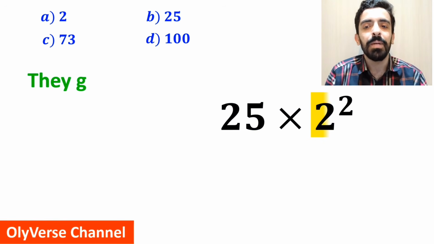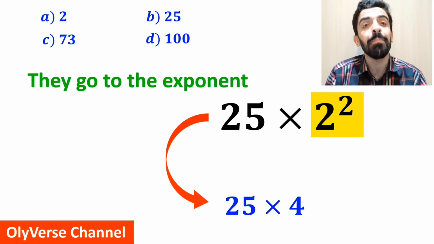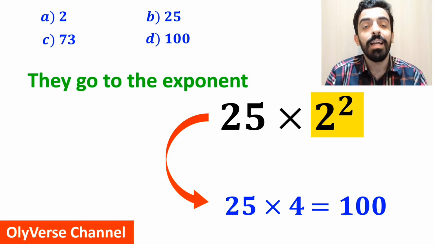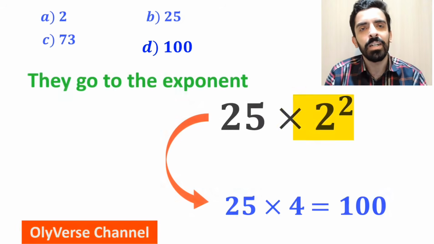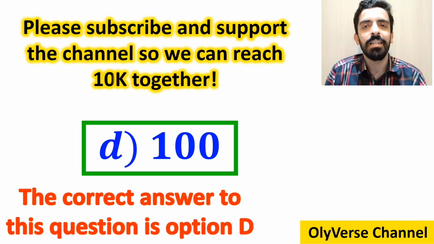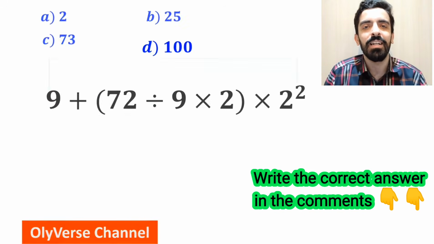And in the final step, they go to the exponent and replace this expression with 25 multiplied by 4, which finally gives them the answer 100. And immediately, they conclude that the correct answer to this question is option D. However, it's not the correct answer to this question.